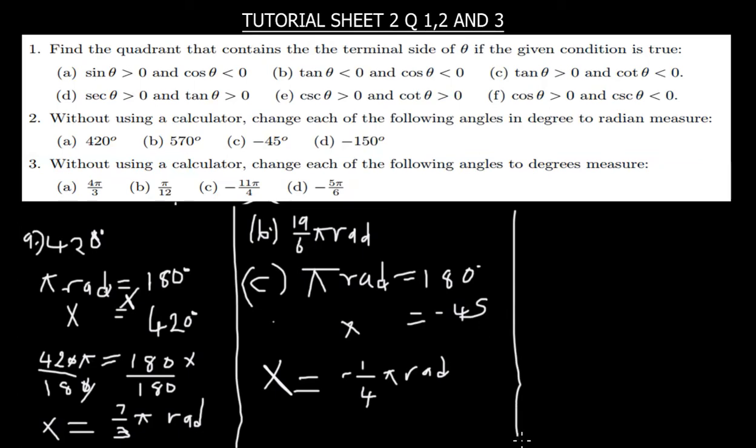Same applies to that negative 150. Negative 150, try it on your own. This is D. When you divide it by 180, you get your answer as negative 5 over 6. So this should be your answer after finding the solution. Negative 5 over 6 pi in radians.